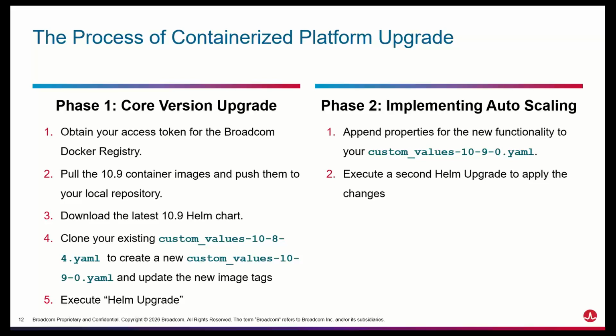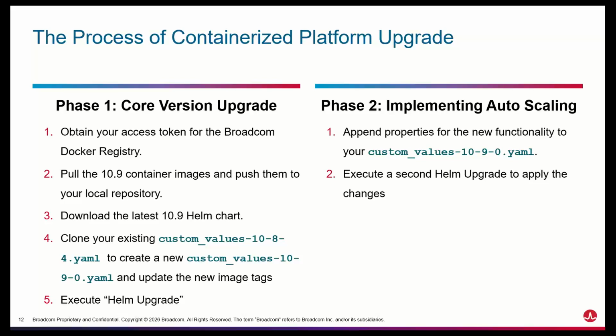You can clone your existing 10.8.4 YAML file. Again, this is your custom values file with your specific information. All you need to do in order to get ready for the upgrade is replace the image tags in this YAML file. So you have the custom values file for 10.9 with a single difference at the beginning, which would be your image tags for 10.9. Then all you need to do is perform the Helm upgrade command, and we are done.